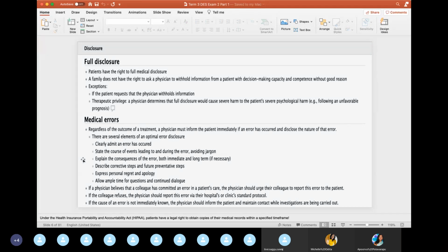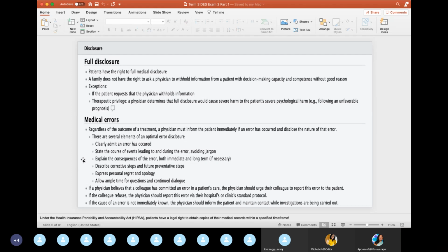You need to first admit an error has occurred. Full disclosure, as I've said, state the course of events that led to and during the error. Remember, avoid jargon. You explain the error to the patient like they are at a fourth grade reading level, right? Avoid euphemism, avoid technical jargon. You explain the consequences of the error, if there are consequences. You describe corrective steps, right? You express regret and apology, of course. And you allow ample time for questions and dialogue, right?